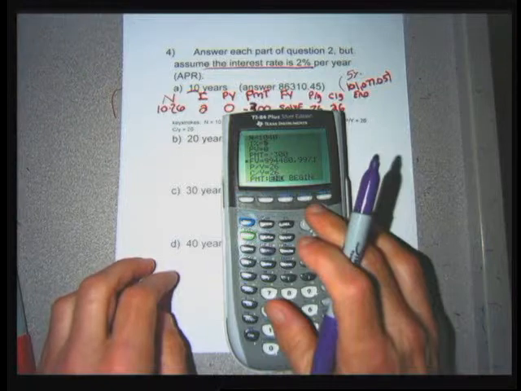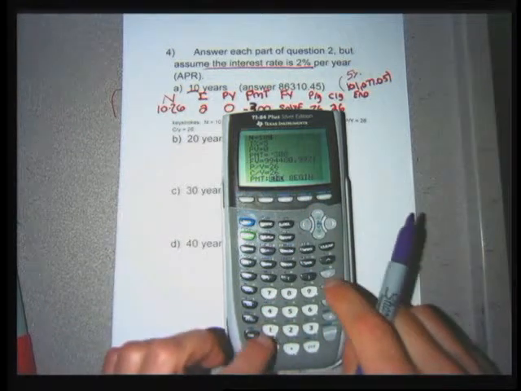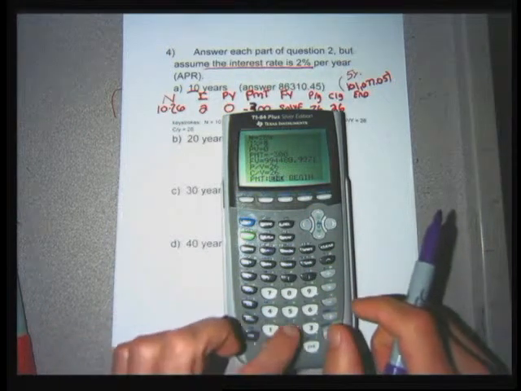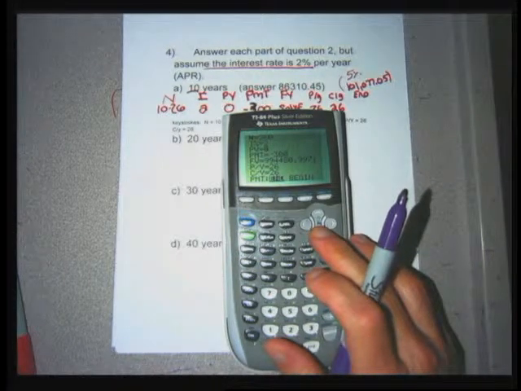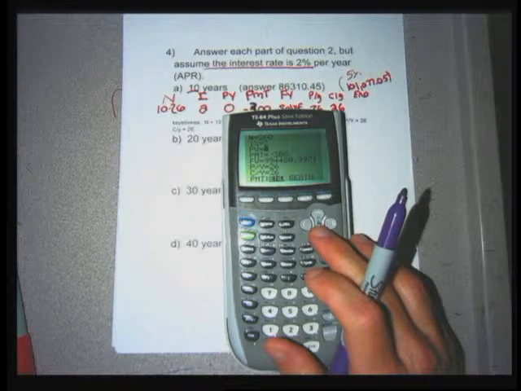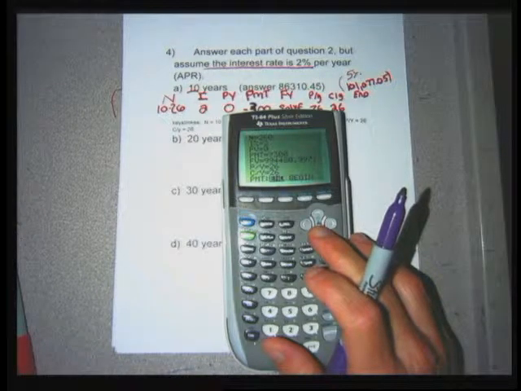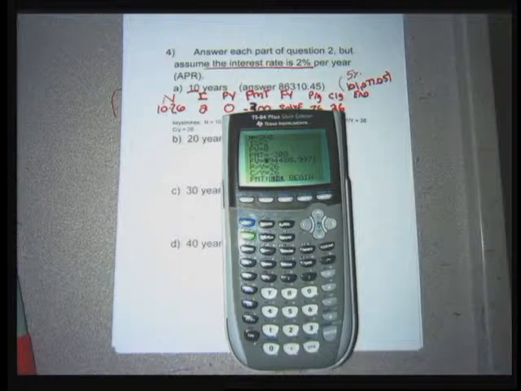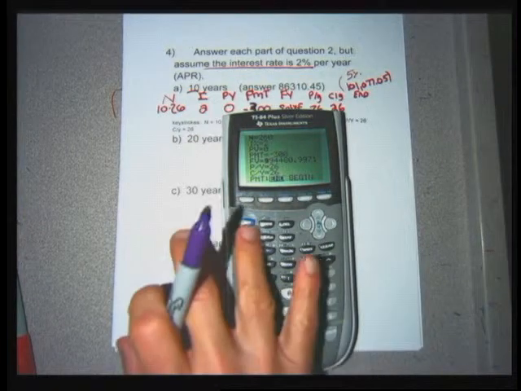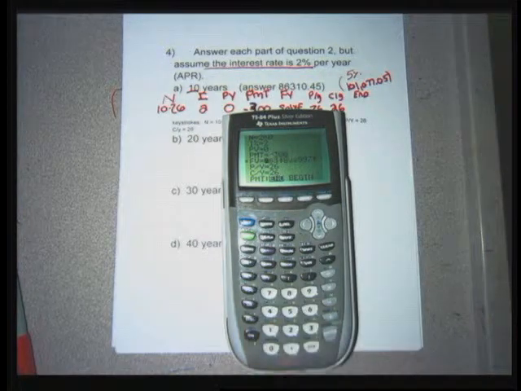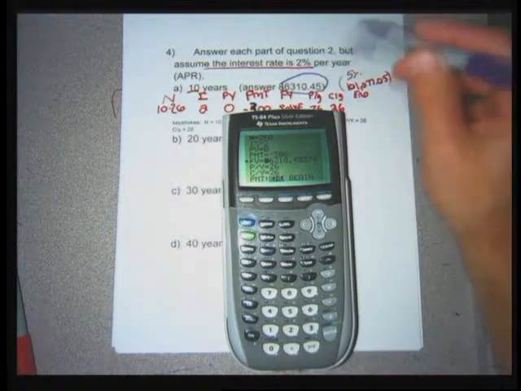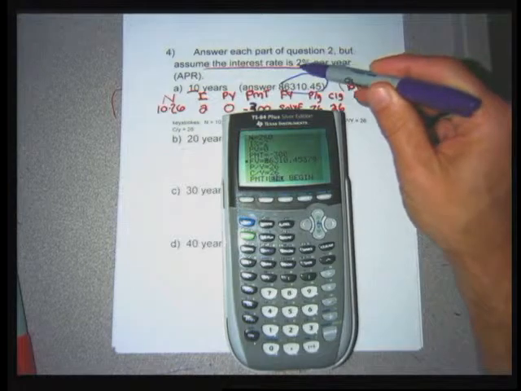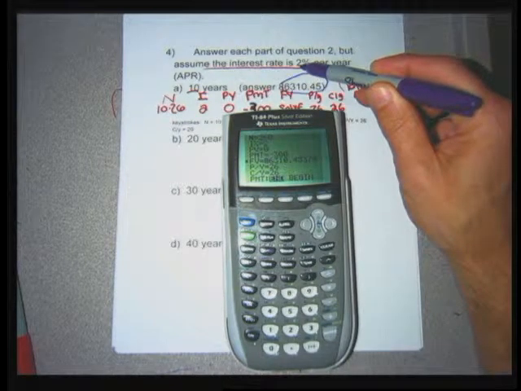If I do this, for the N, I'm going to type in 10 times 26. For the I, I'm going to change the 5 to a 2. The PV is 0 because I don't have any money in the account when I start making my deposits. The PMT is 300, and the only thing that's going to change is the FV. I cursor to the FV, I hit alpha and enter, and I get this $86,310.45.